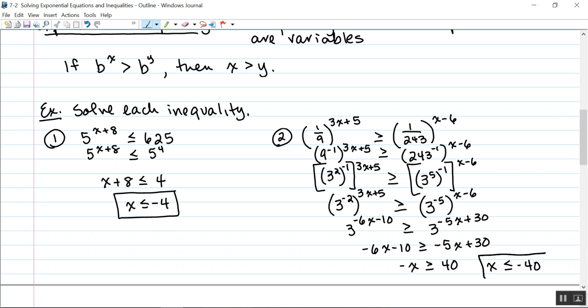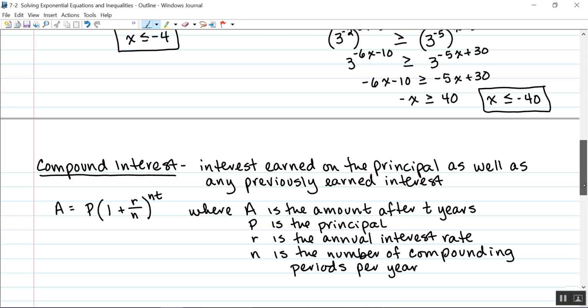So the main idea here is to get the bases the same, and then you can just pull off the exponents and either set them equal to each other or write it with the inequality symbol.